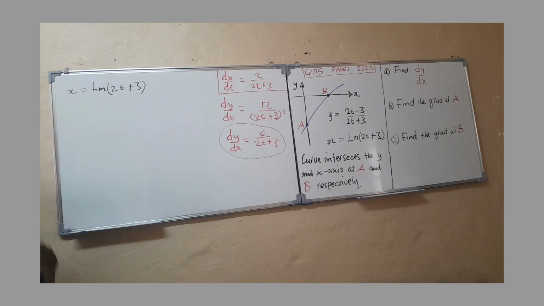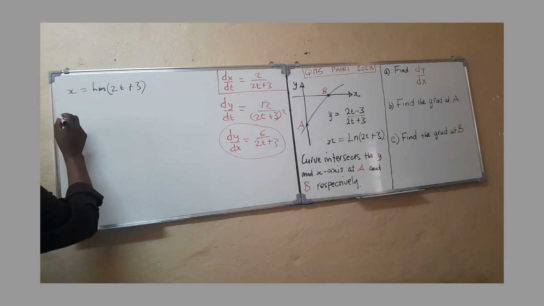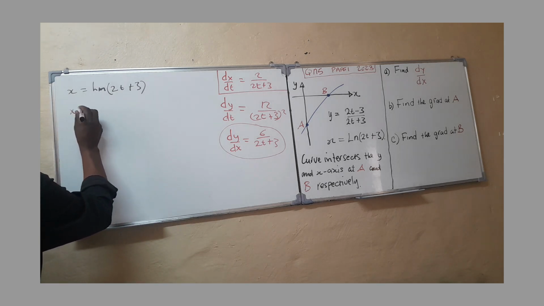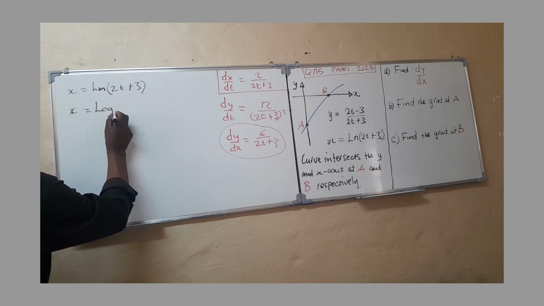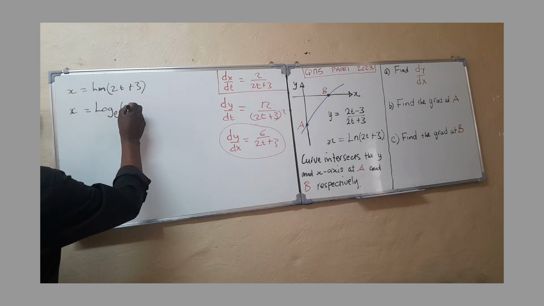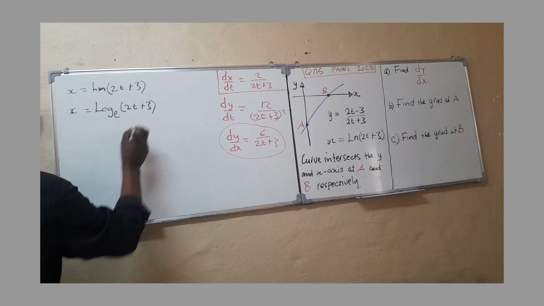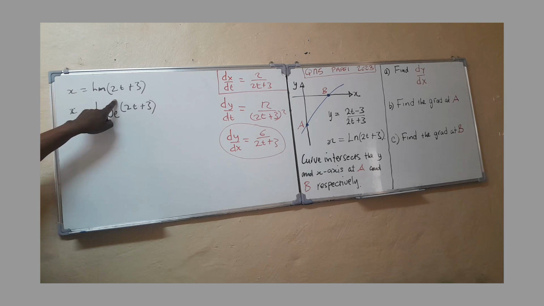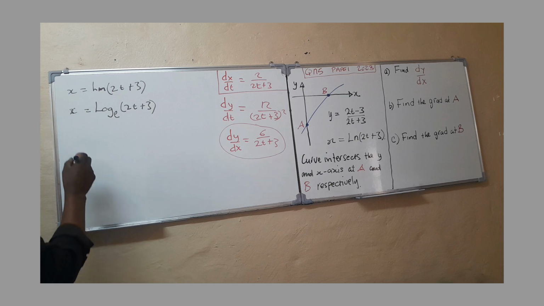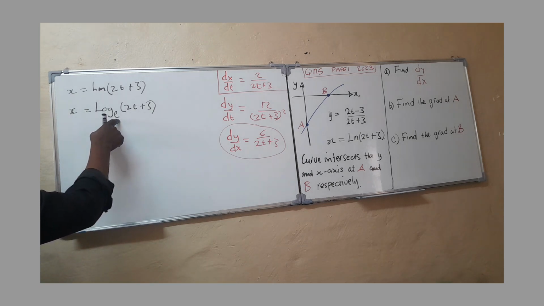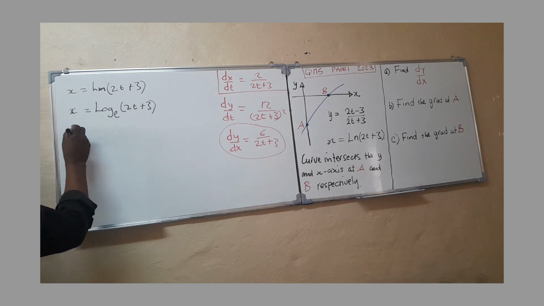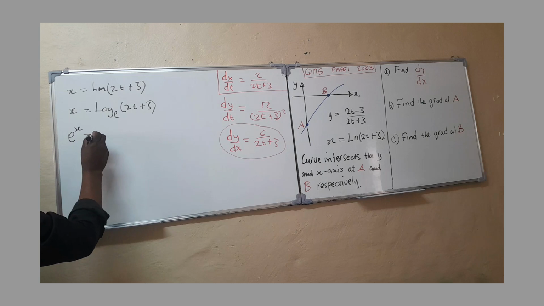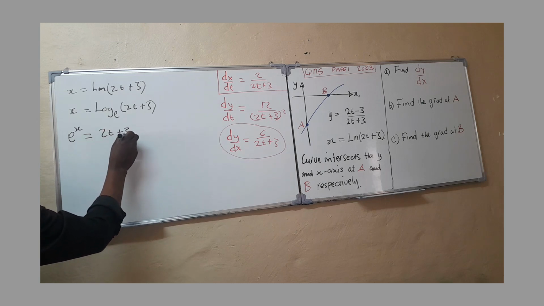First of all, let's write this in another way. We know that we can write this as x is equal to the logarithm to base e of 2t plus 3. That's the meaning of this. Logarithm to base e of this. But what does this mean? This means that this base e should be raised to this power to give us this number. In other words, base e raised to the power x should equal 2t plus 3.